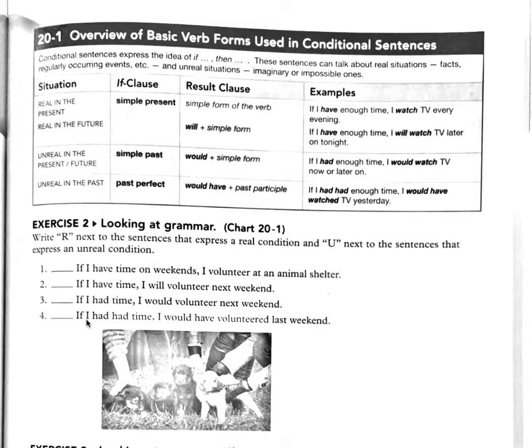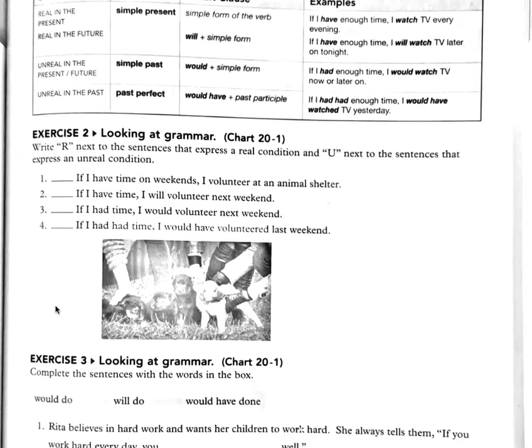And then, if I had had time, I would have volunteered last weekend. Had is the past perfect. Would have and volunteered, the past participle. So here you say, okay, it's past perfect in the if clause, would have and the past participle in the result clause. This is unreal in the past. So number 1 and 2 are real. 3 and 4, unreal.